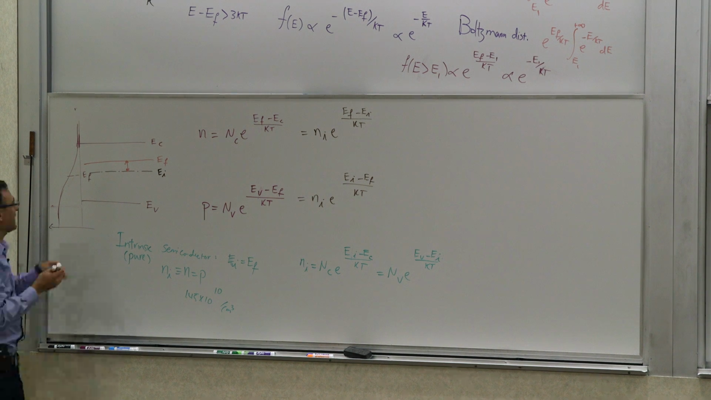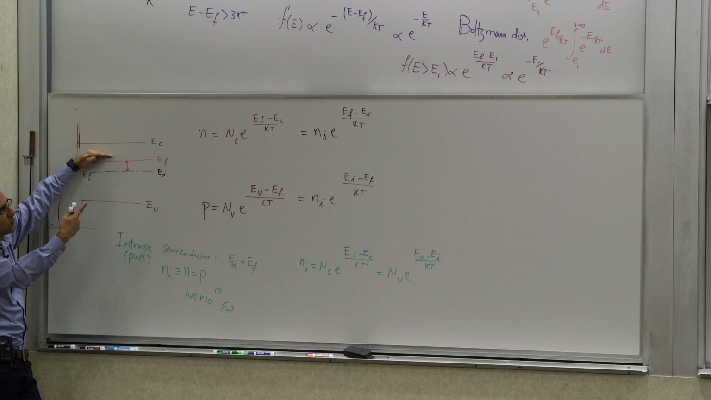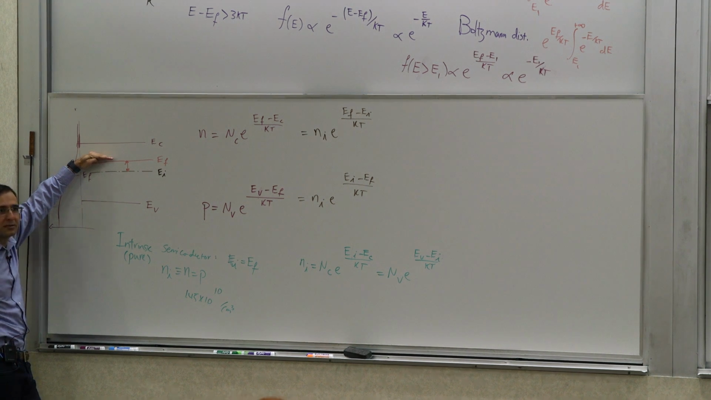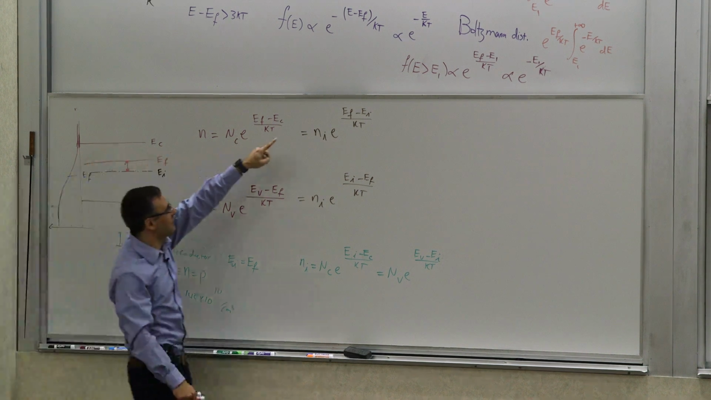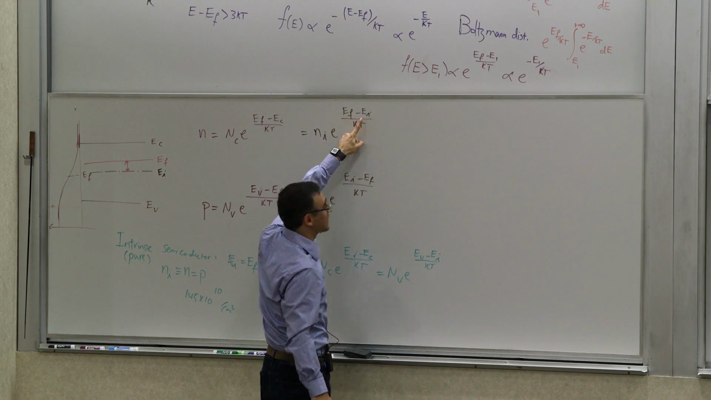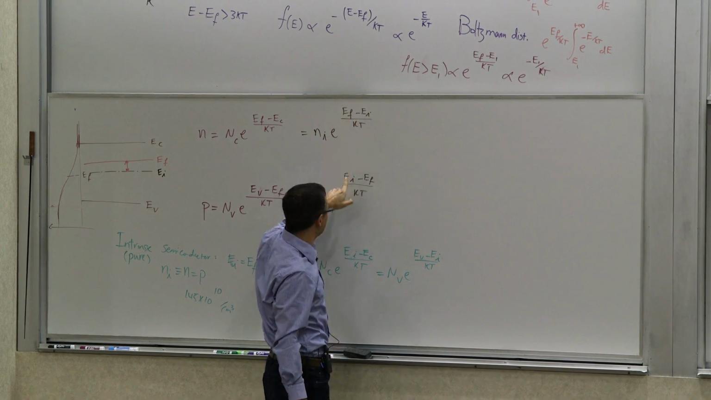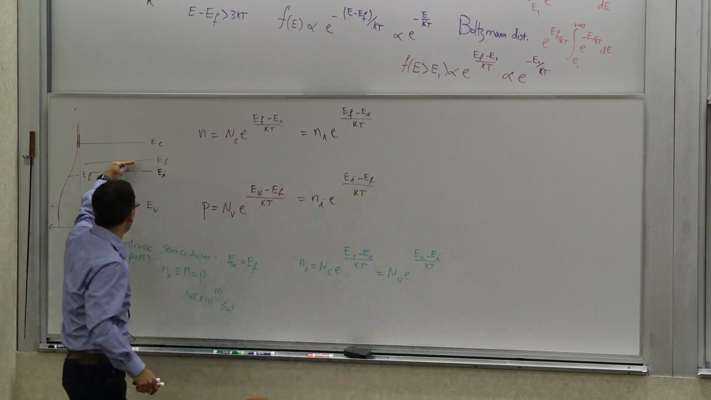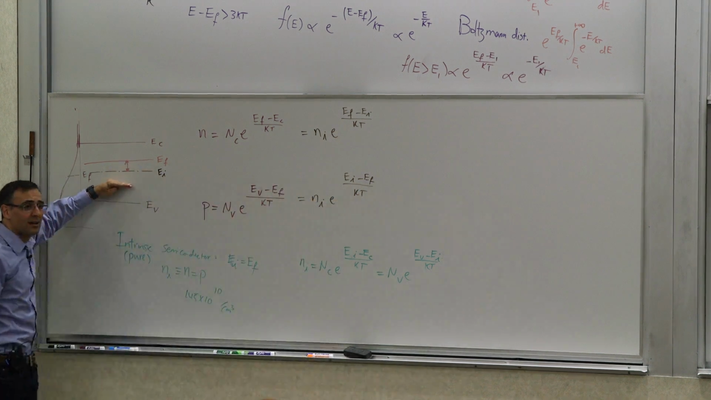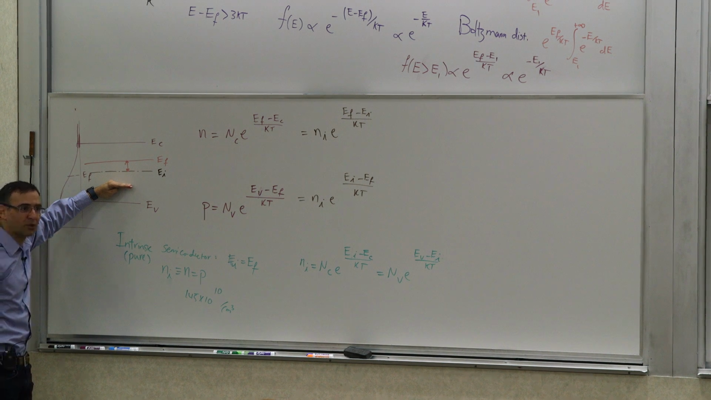So if my EF is above EI, from this equation, do I get more N's or do I get more P's? Let's say I have a situation where EF is above EI, like the one that's shown in this picture. Do I have more electrons or do I have more holes? More electrons, right? Because it's EF minus EI, so this is a positive thing. So it's a positive exponent, and this is a negative exponent. So it would be an N-type material. Now, if my EF was below EI, this would be a P-type material.